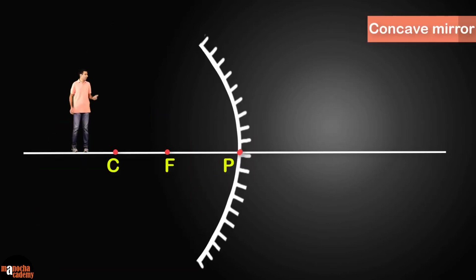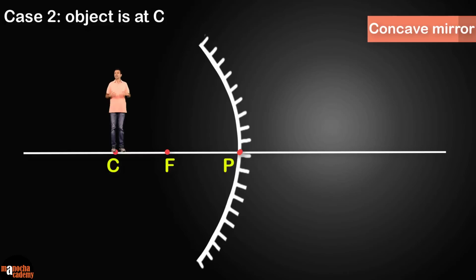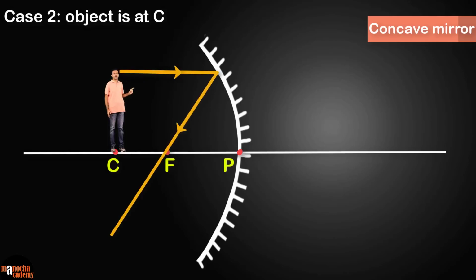Now let me walk closer to the mirror. I'm going to stand at C, the center of curvature, for our case 2. Once again, let's draw the rays from the top of the object. We need to use 2 rules from the first 3 rules. So for our first ray, let's use rule 1. The ray that is parallel to the principal axis after reflection passes through the focus.